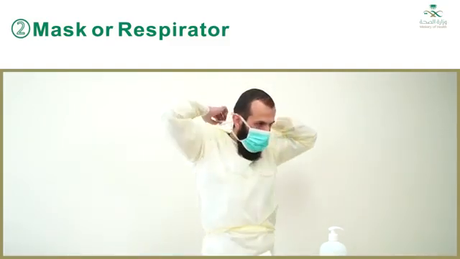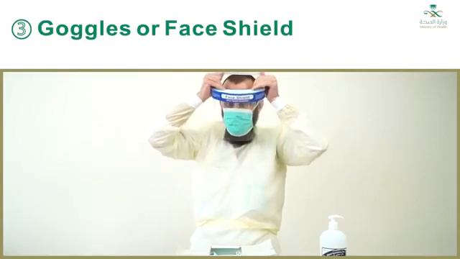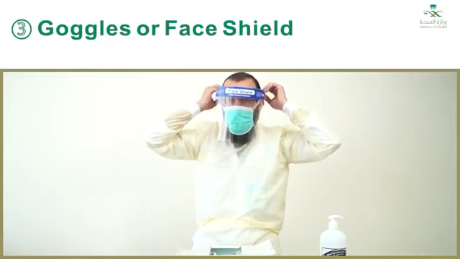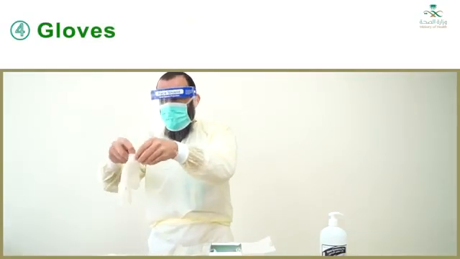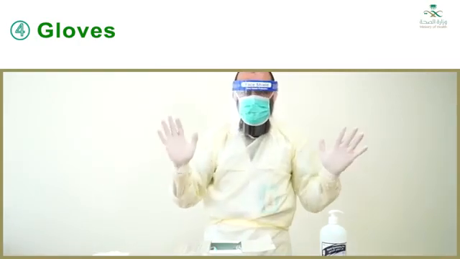Fit check respirator. 3. Goggles or face shield. Place over the face and eyes and adjust to fit. 4. Gloves. Extend to cover wrist of isolation gown.